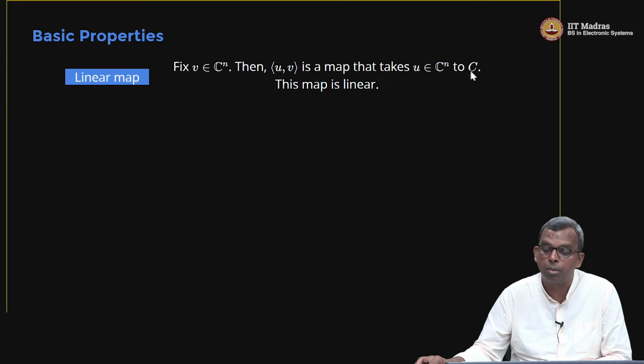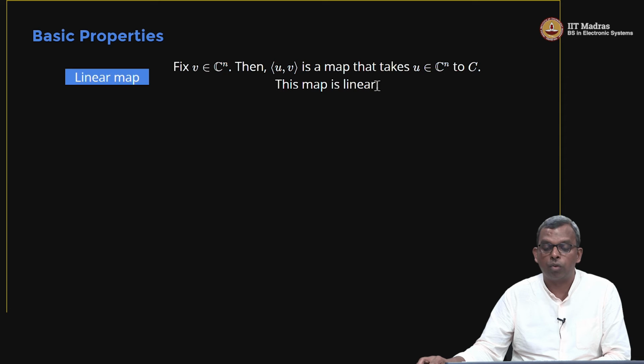This is this complex number C. So, if you fix V and then look at this inner product of U comma V as a map from the space Cn to C itself, this map is linear, okay. So, this is a useful fact. Remember, there is a linear map that is hidden inside the inner product, a linear map from Cn to C, okay, from n dimensions to one dimension.